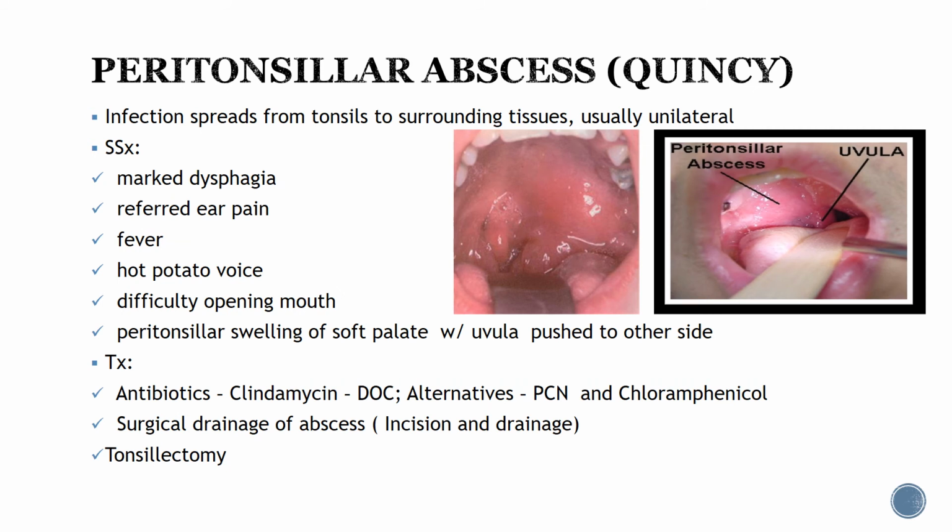So, peritonsillar abscess: infection spreads from the tonsil to the surrounding tissue, and this is usually unilateral. The signs and symptoms are marked dysphagia, referred ear pain, fever, hot potato voice, difficulty opening the mouth, and peritonsillar swelling of soft tissue with the uvula pushed to the other side.